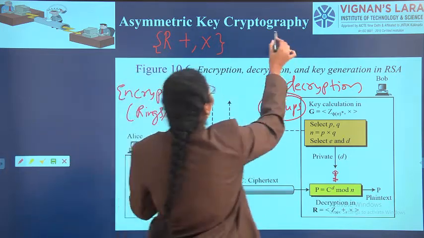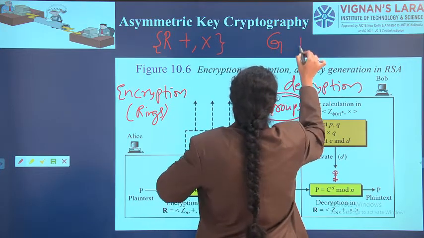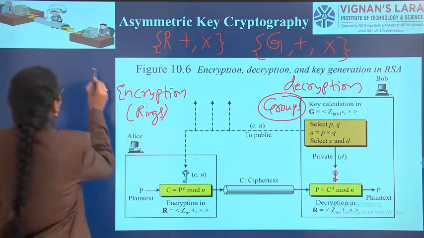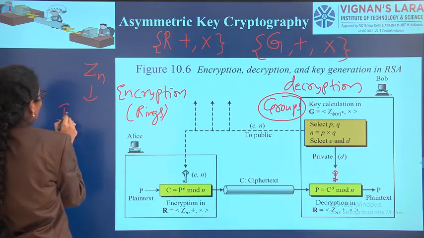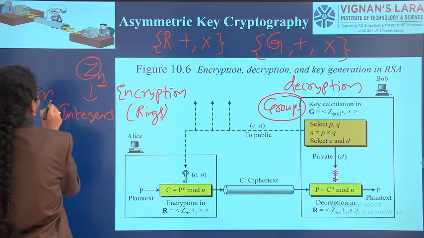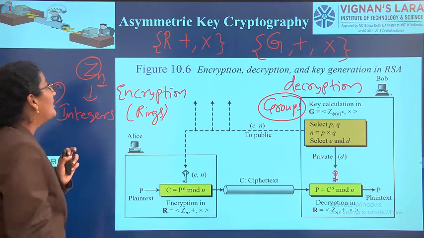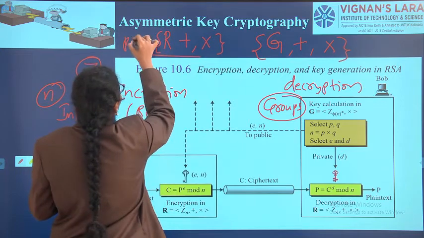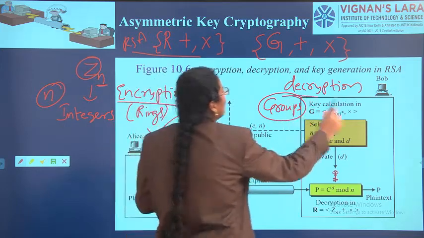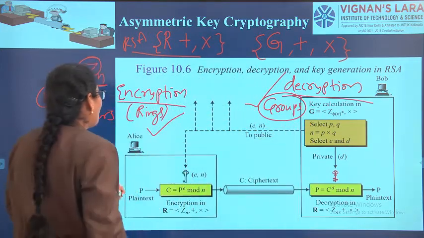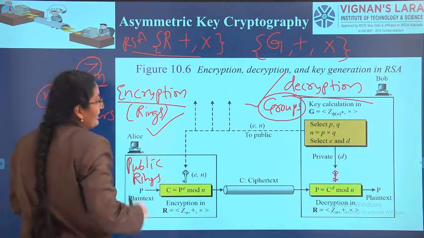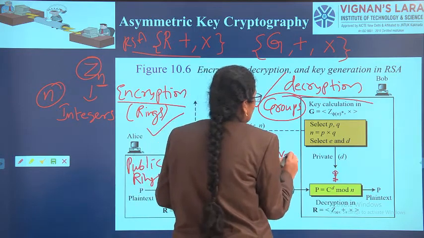Group is denoted by capital G. It can perform addition and multiplication. This is the denotation for group. As I already told you, Zn indicates integers, n integers. Z is for integer, and n is the number of integers we have. So what I am telling you is, in the RSA algorithm, for encryption we are using the topic of rings. For decryption we are using the topic of groups. So I call it: we are using public rings, we are using private groups.